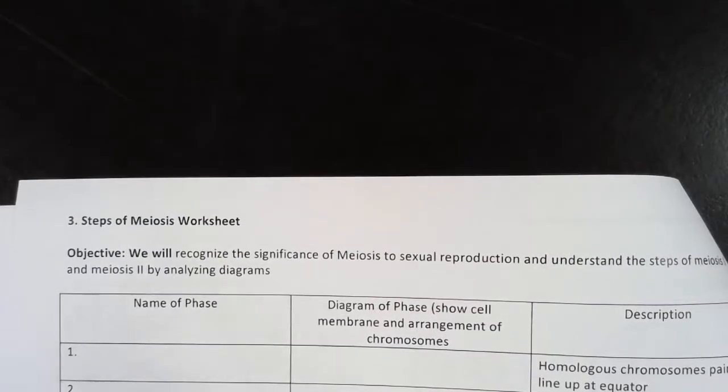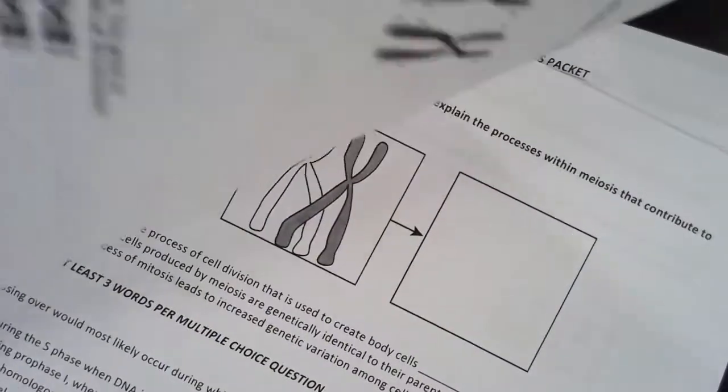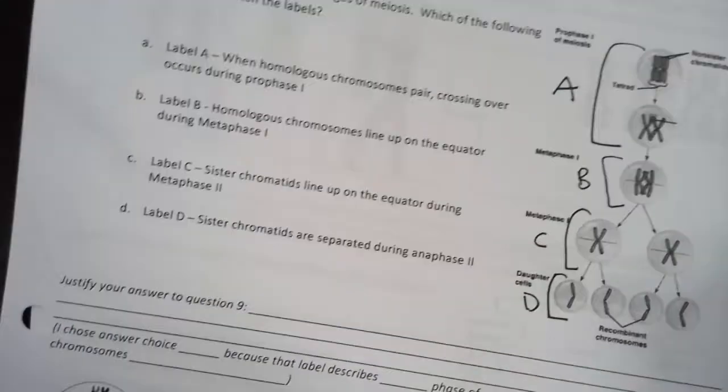What you are doing next is practicing. This is your steps of meiosis worksheet. It's this page and this page, depending on what your sheet looks like. And get started. Let me know if you have any questions.